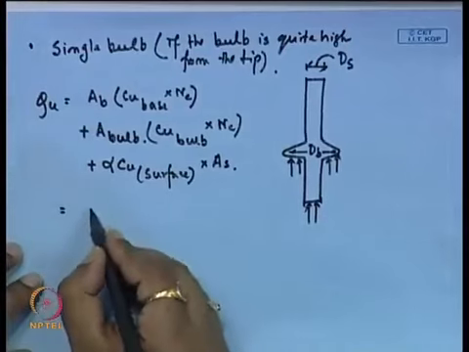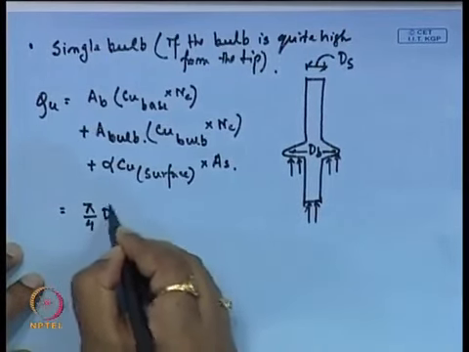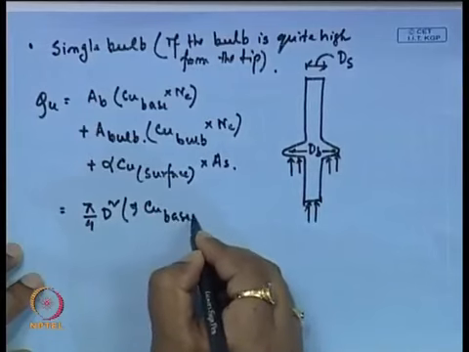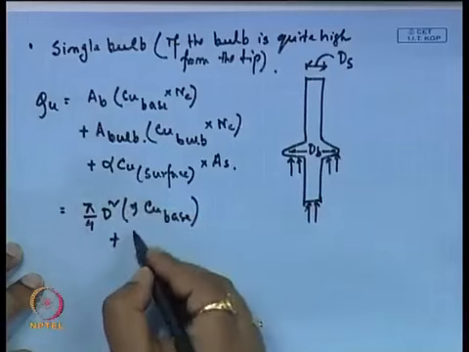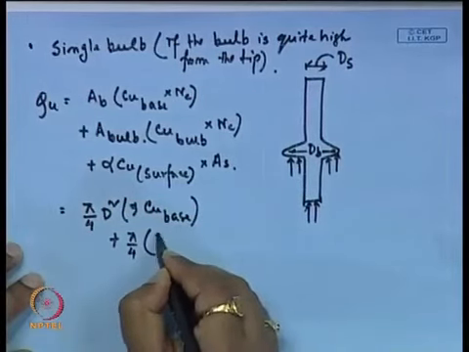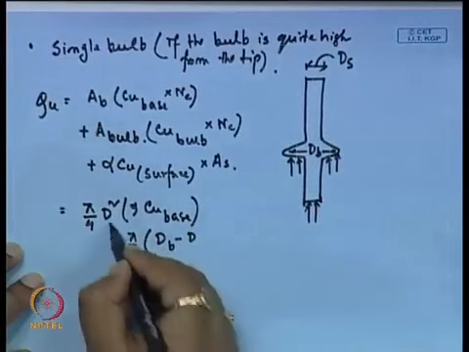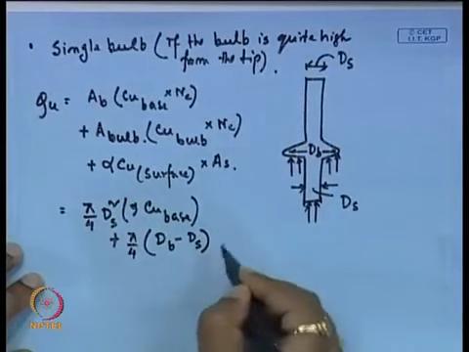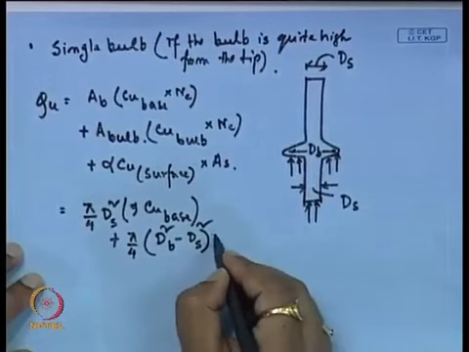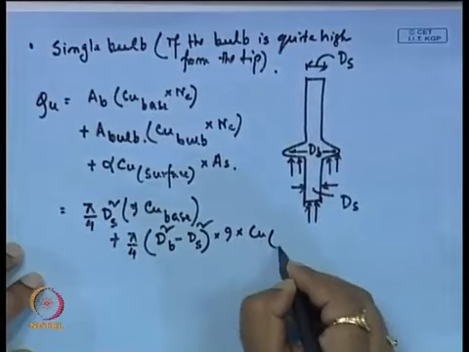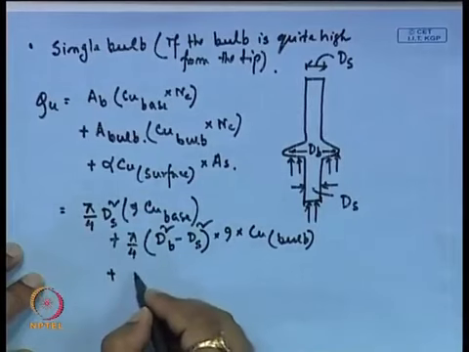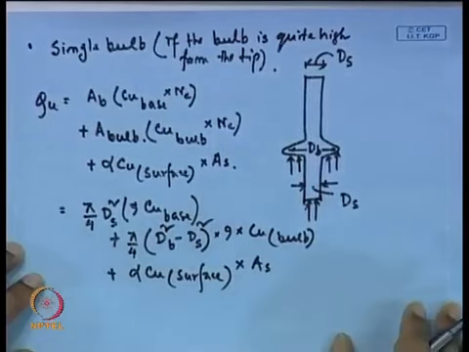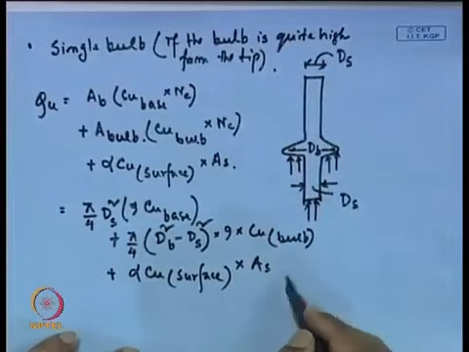So, at base level the area will be, if it is a circular pile, then pi by 4 into d square, then into Nc is 9 into Cu at base level, and the area of the bulb level is pi by 4 into dB square minus ds square, because this one is also ds, into 9 into Cu at bulb level, plus alpha Cu at surface level into As, the area of the shaft, this outside area of the shaft.